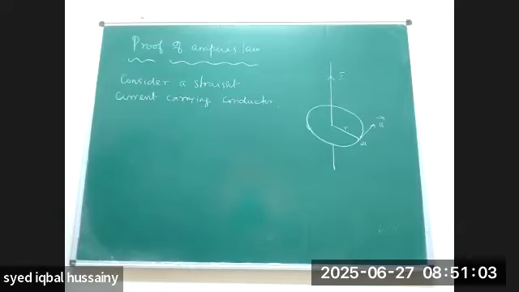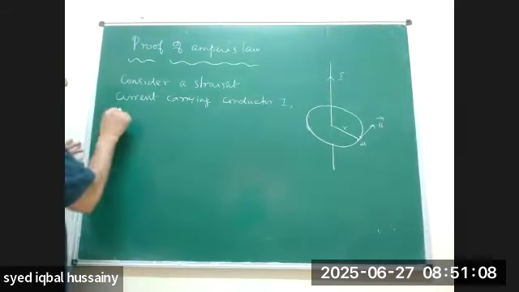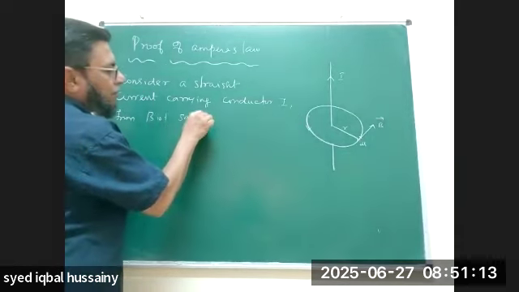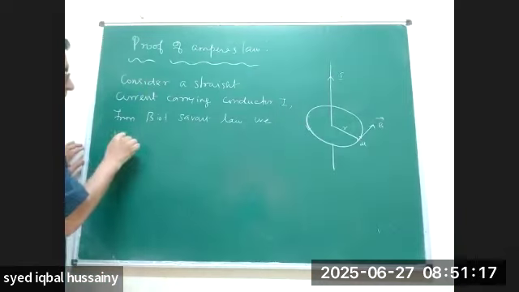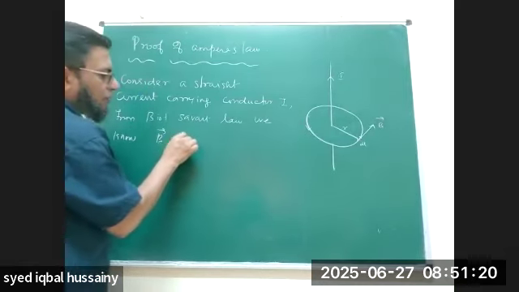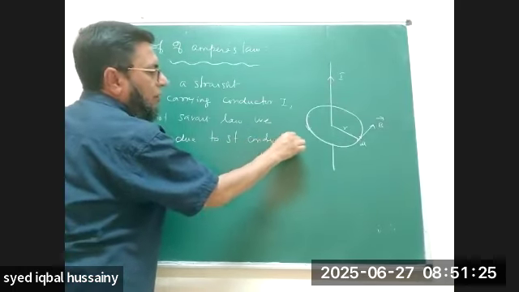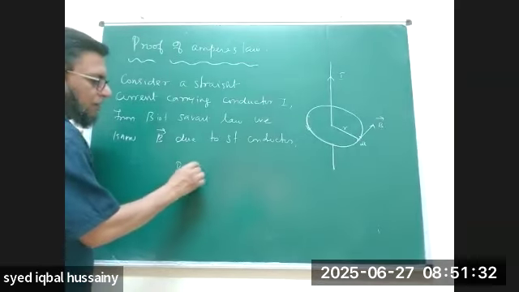Consider a straight current carrying conductor I. From Biot-Savart law, we know the magnetic field due to a straight conductor. Yes, children, read quickly. What is the magnetic field due to a straight conductor? What is the equation we get? B equal to, from Biot-Savart law, mu naught I by 2 pi r.